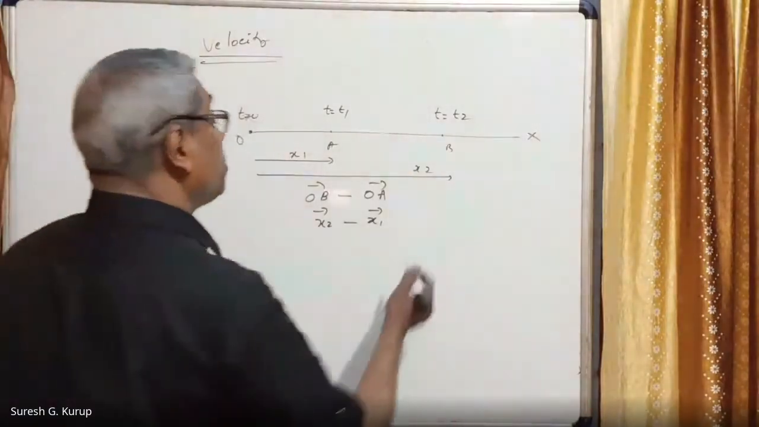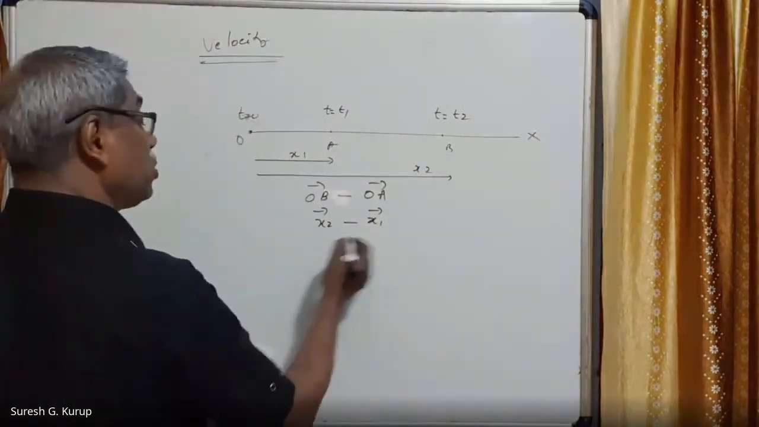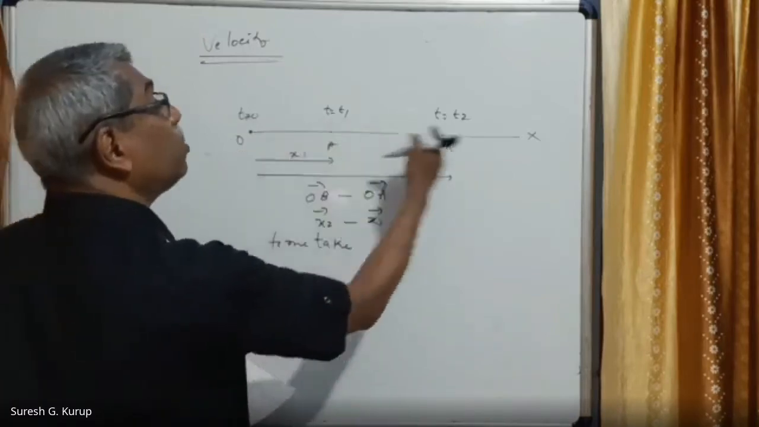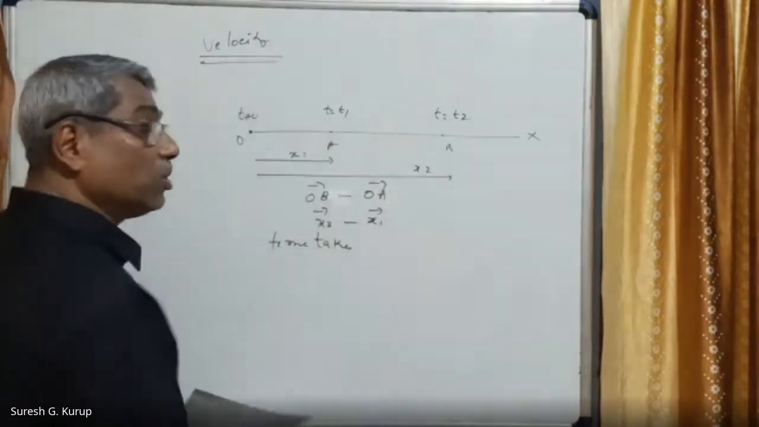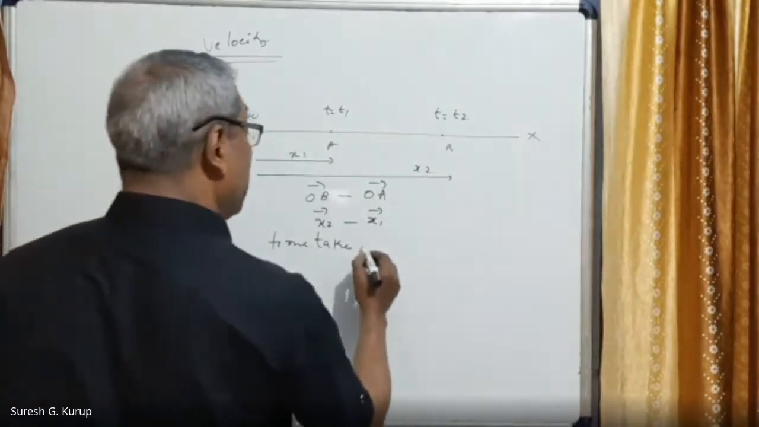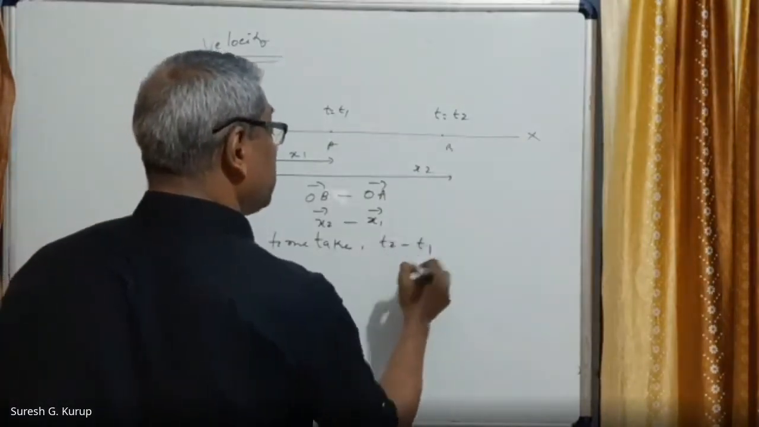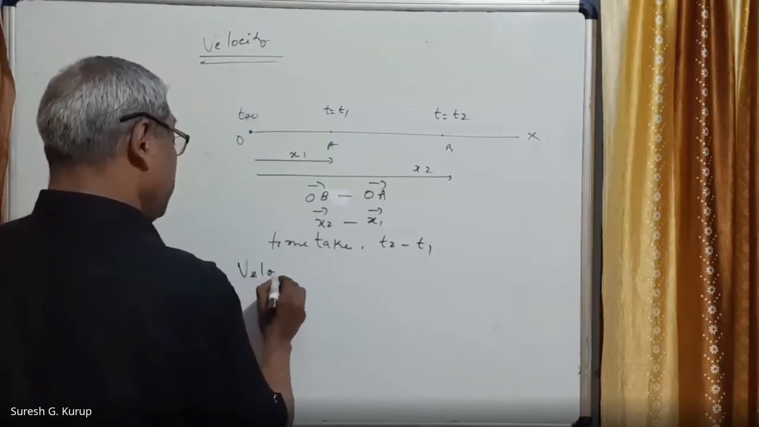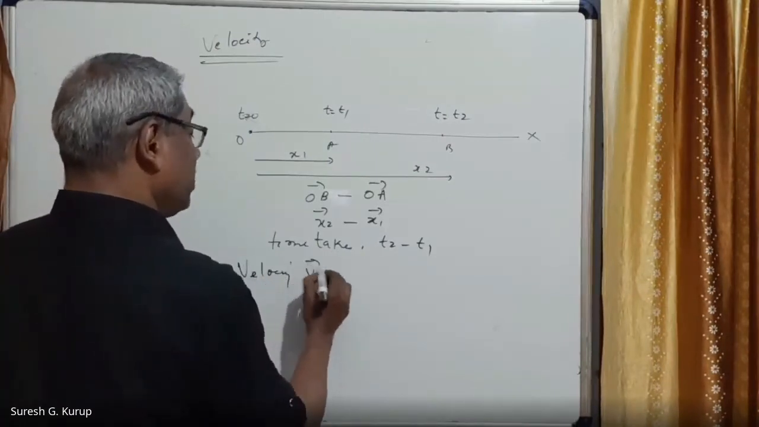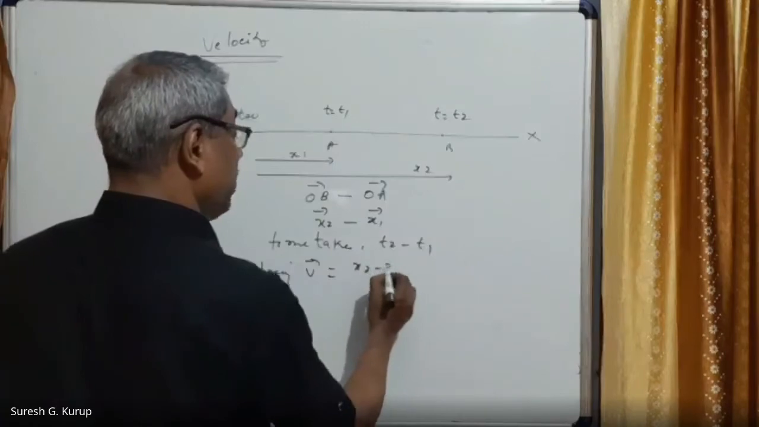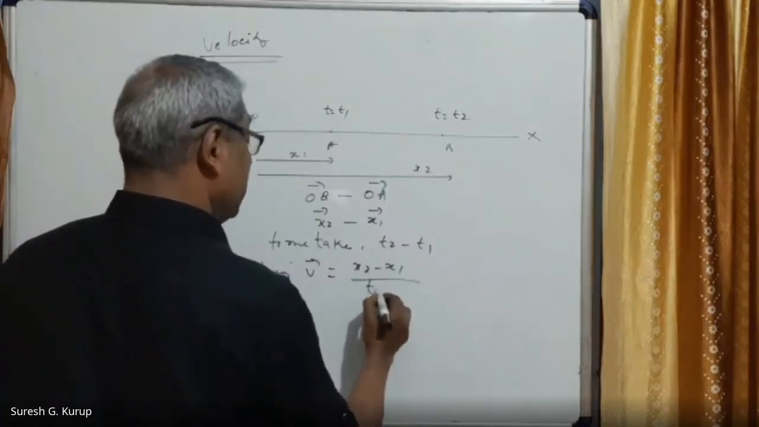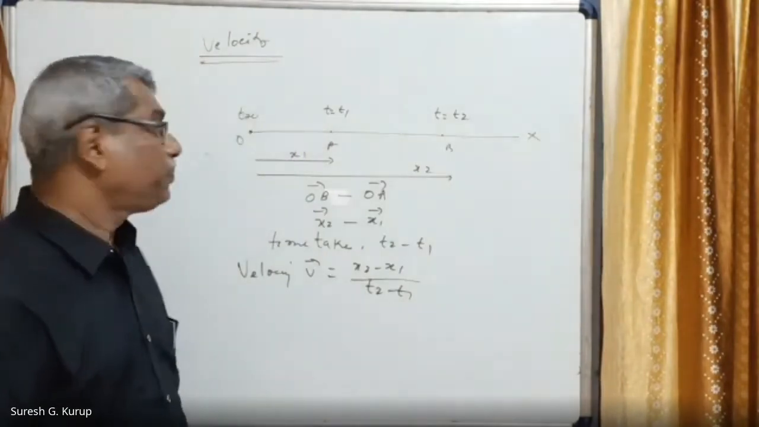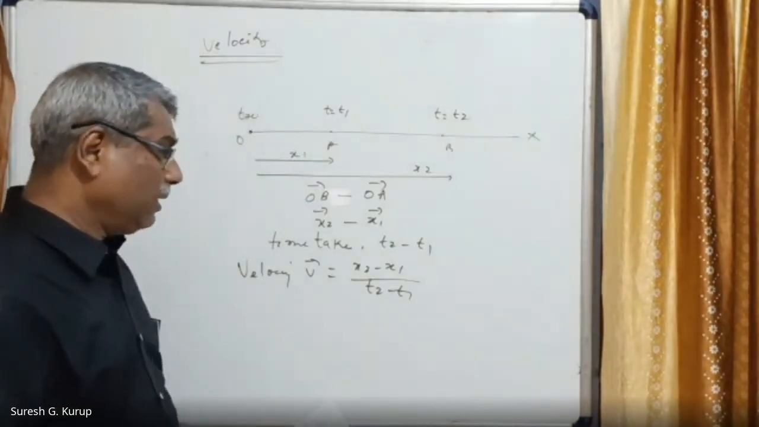Now, what is the time taken? This is the displacement. Time taken is equal to 0 to t2 minus 0 to t1, that is equal to t2 minus t1. Now, velocity. Velocity vector v is equal to x2 minus x1 divided by t2 minus t1. This is the situation. Okay.